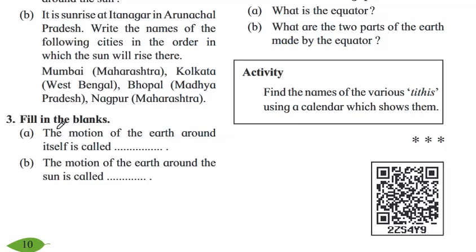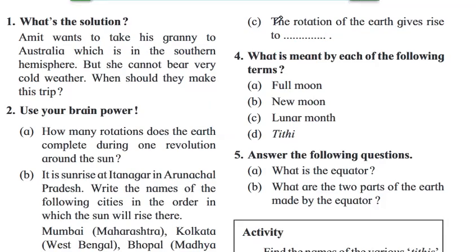Fill in the blanks. The motion of the earth around itself is called dash. The motion of the earth around the sun is called dash. The rotation of the earth gives rise to dash.